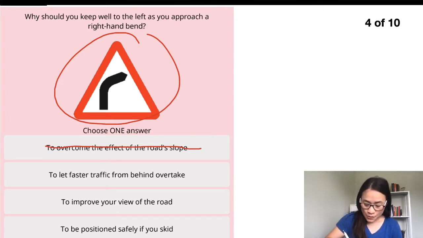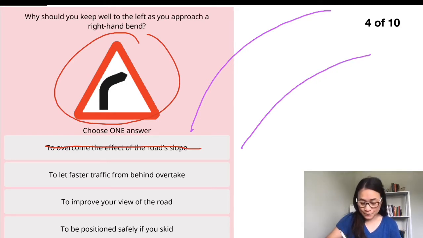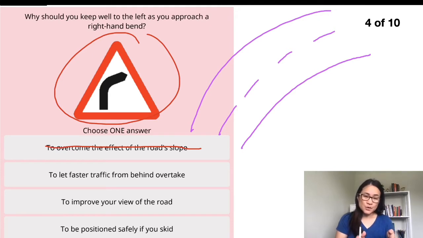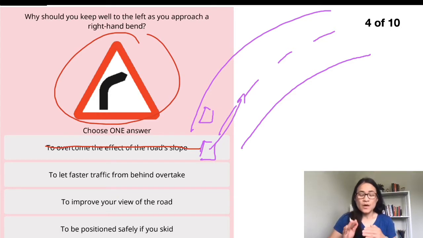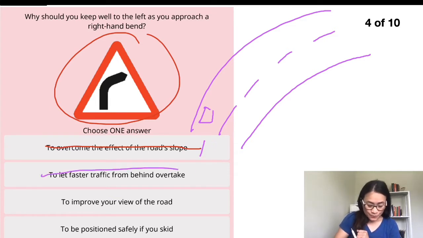The second one said to let faster traffic from behind overtake. Okay, let's draw a road that has a bend to the right. The second choice said you have to keep well to the left. So there's another car which drives faster than you to overtake. The reason we move to the left is not this one, and this car shouldn't overtake when dealing with the bend. It's not safe at all.